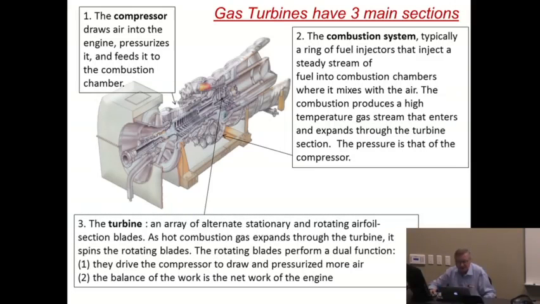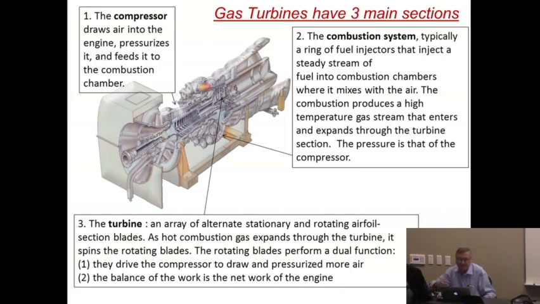The third section of a gas turbine is the actual turbine itself. The turbine is here. It's an array of stationary and rotating airfoil blades. They look like airfoils. Hot combustion gases expand through the turbine and spin the rotating blades. Now, these rotating blades then do work on the shaft. That work can be used in either of two ways. Part of the work is used to actually drive the compressor itself. The other part of the work is then the useful work that the turbine will do for the outside world, the net work of the cycle.